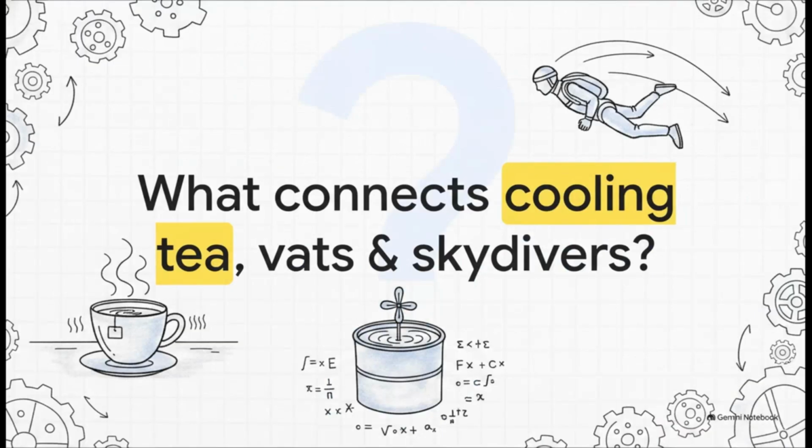So think about this for a second. What could a cup of hot tea cooling on a desk, a massive industrial chemical mixing vat, and a skydiver in freefall possibly share? I mean, on the surface, absolutely nothing, right? They exist in completely different physical domains. We're talking thermodynamics, fluid dynamics, and classical mechanics. But beneath the surface, driving the physical laws of every single one of those systems, is the exact same mathematical engine.